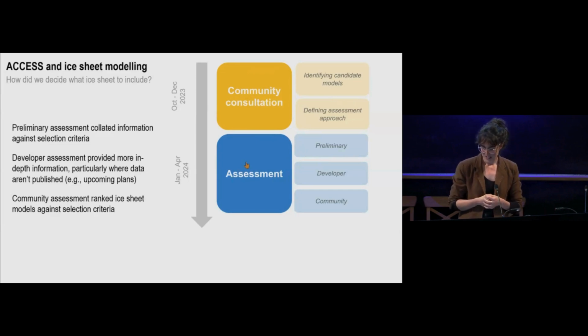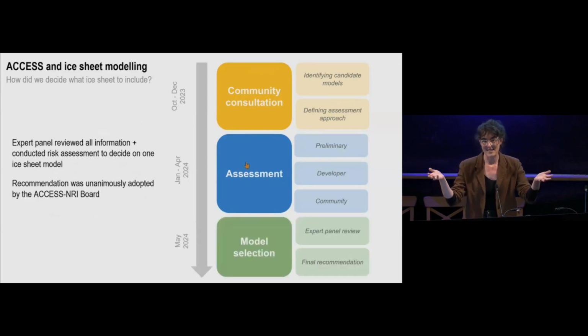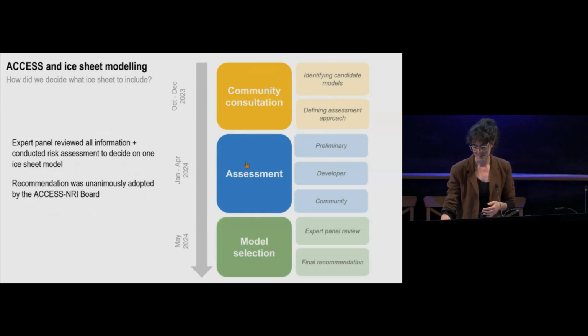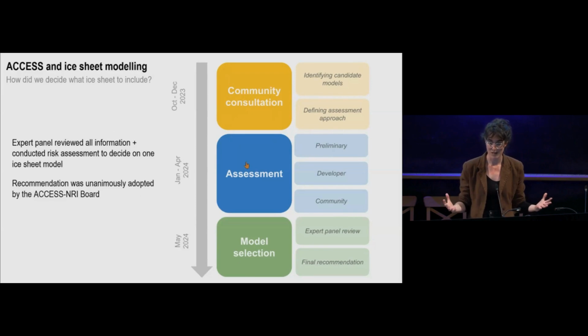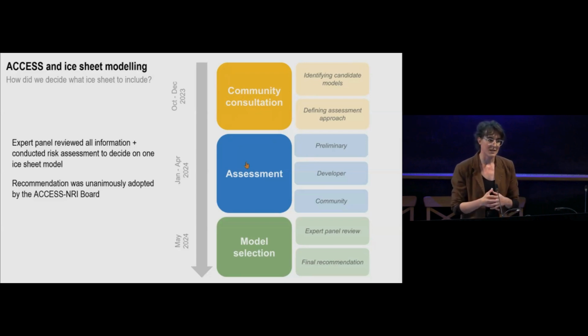And then the third stage in the assessment was a community assessment, where we asked for your input on all of the information we collated to develop a preliminary ranking. And the final stage of the process was that we got a bunch of experts into a room together to look at all of the information and to also conduct a risk assessment, so looking at things like organisational risks, financial risks, political risks, etc., to make a recommendation for the board on one ice sheet model to include within ACCESS.